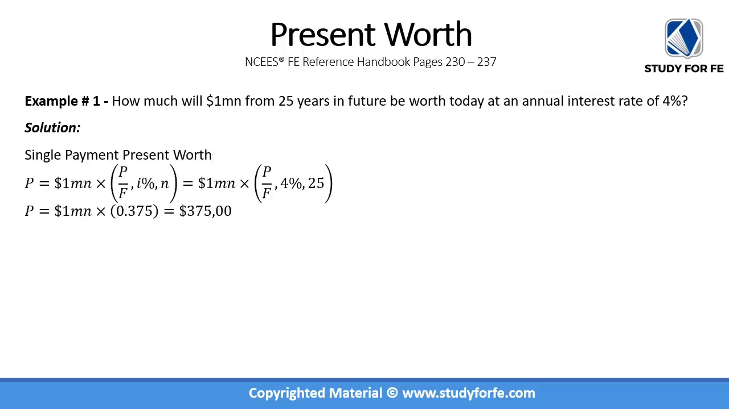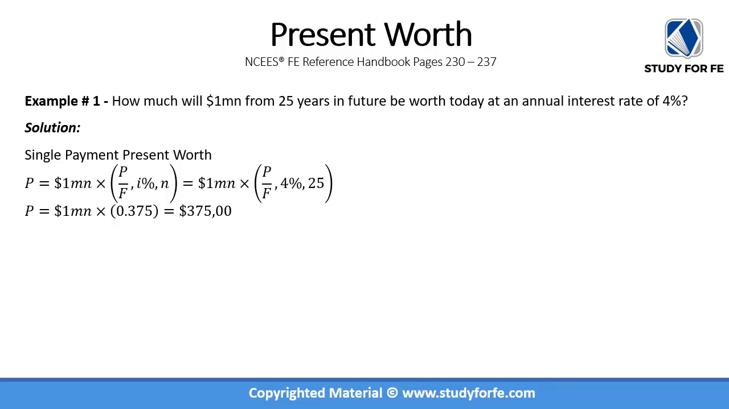So we will use the single payment present worth formula, which is P divided by F, and the present worth will be equal to $1 million times the factor. That factor, P divided by F, depends on the interest rate and N, and this is where the interest rate tables given in the engineering economics section of your NCEES FE Reference Handbook will come in handy.